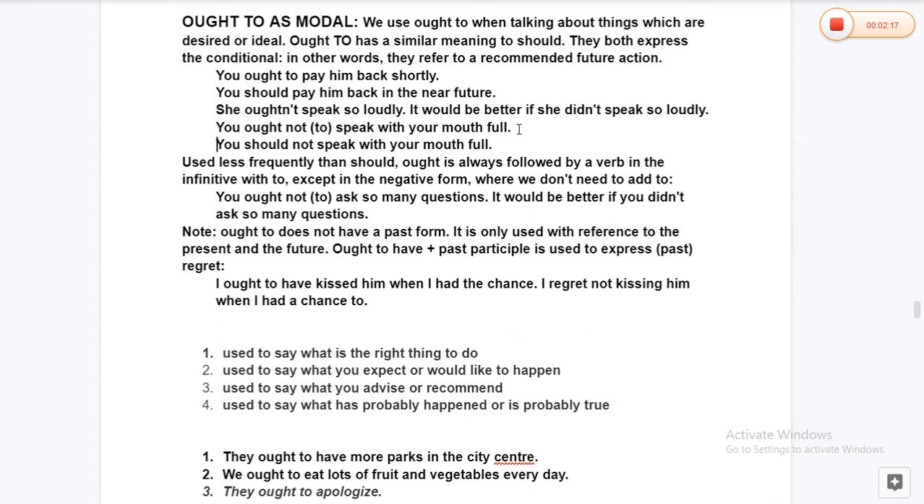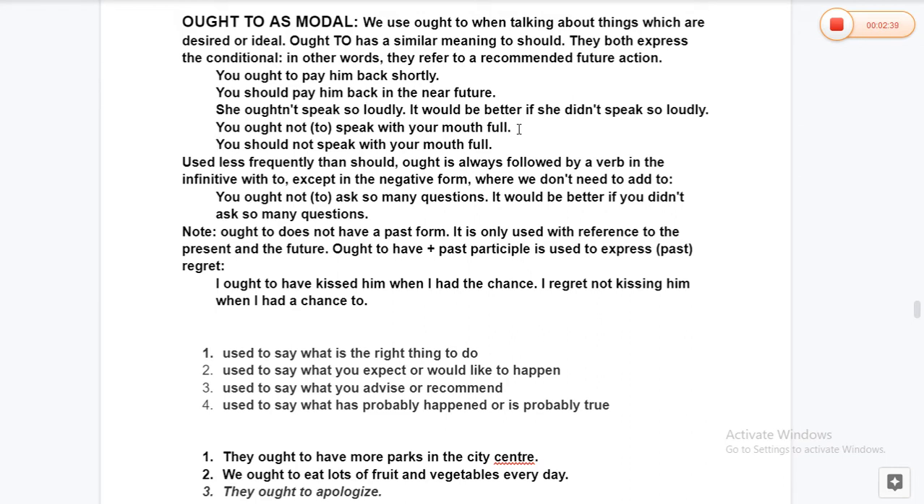Almost similarity of meaning is there between these two modals, but ought to is more formal and strictly formal. That's why should is frequently used and generally used by people, and should is easily usable. Ought to is used less frequently than should.